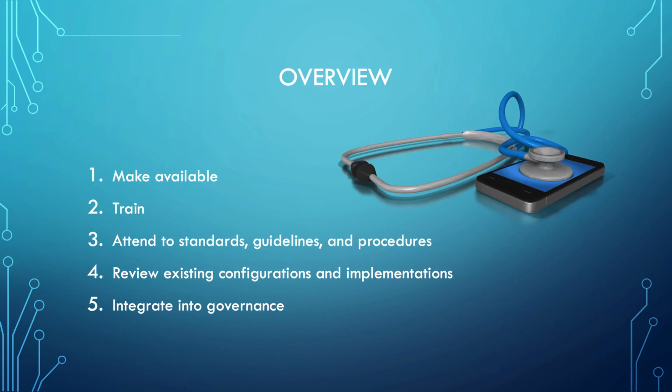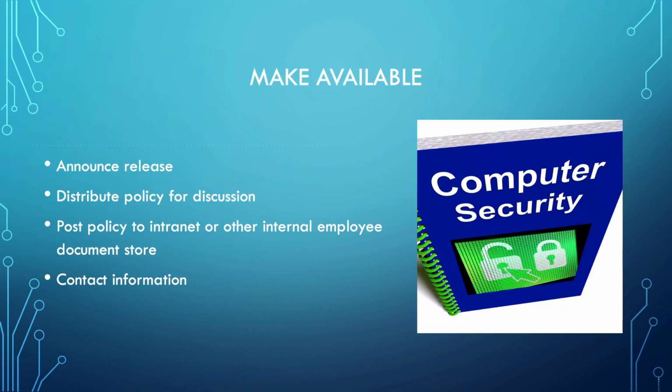The 5 steps we cover in this video include providing policy access, training, reviewing and changing our baselines and requirements, and ensuring that governance processes include the new policy objectives. A general announcement that a new policy is available and its general impact is necessary to bring attention to potential needed changes in information projects and employee behavior.